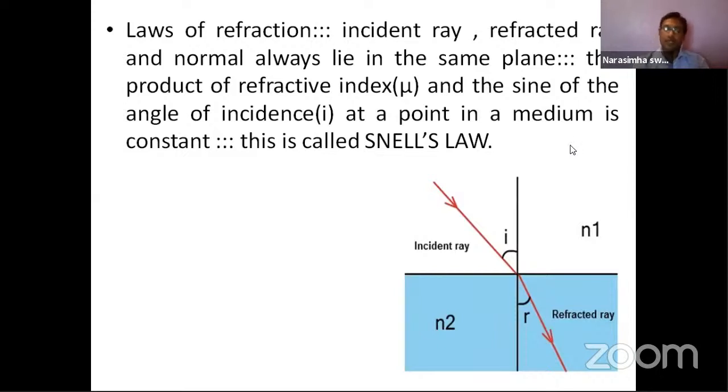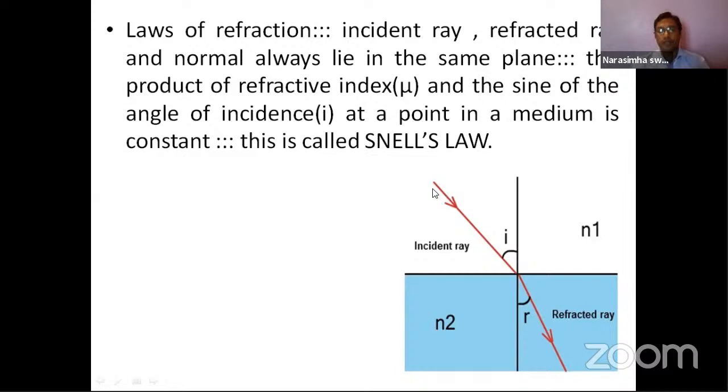So all these things you have already studied in the lower classes. Just for revising, as per the afternoon session, from a competitive point of view, we need to learn these things a bit deeper. So that's why Snell's law here.